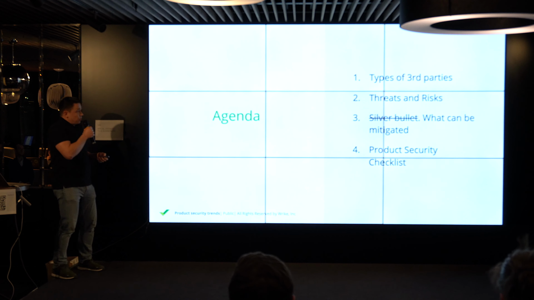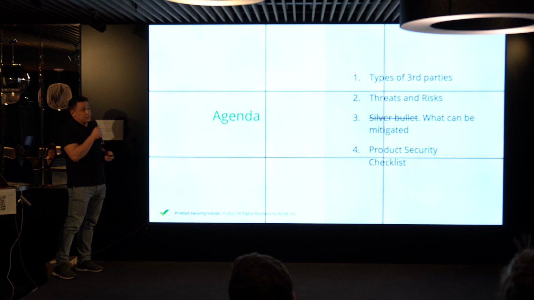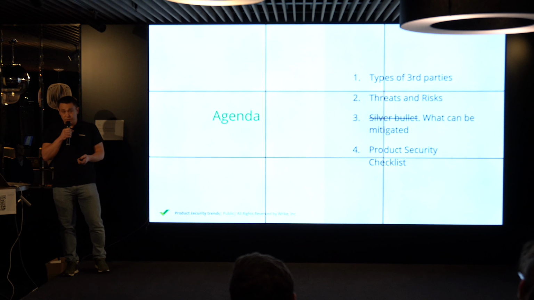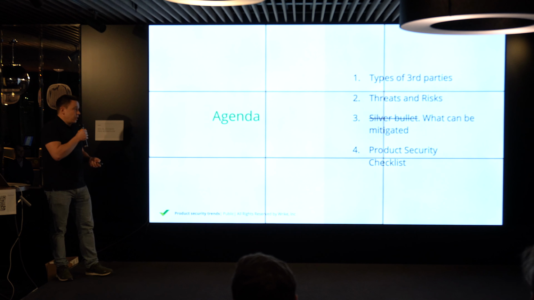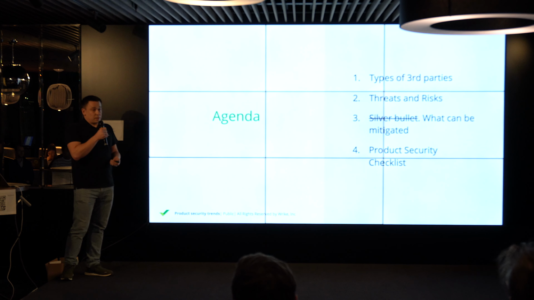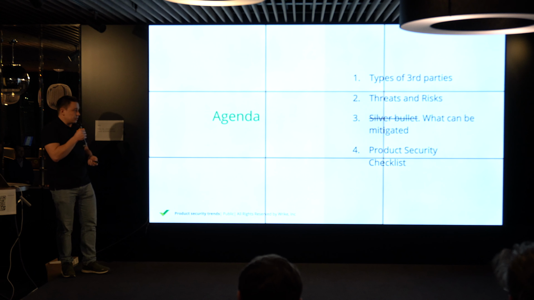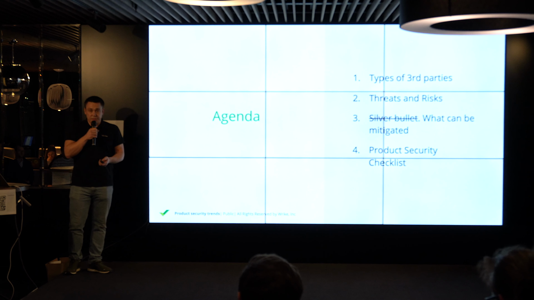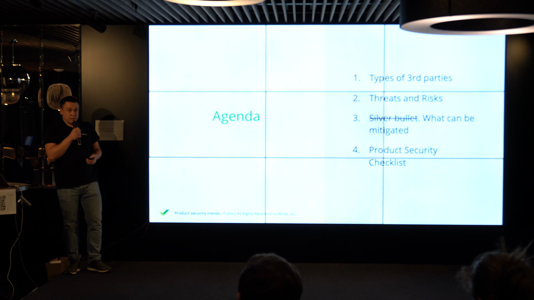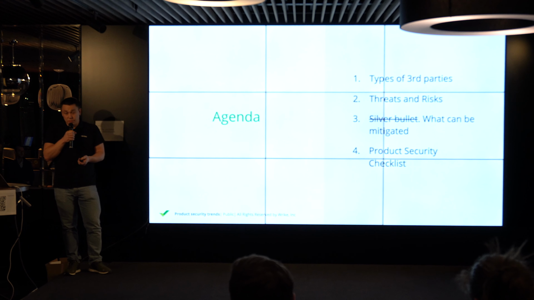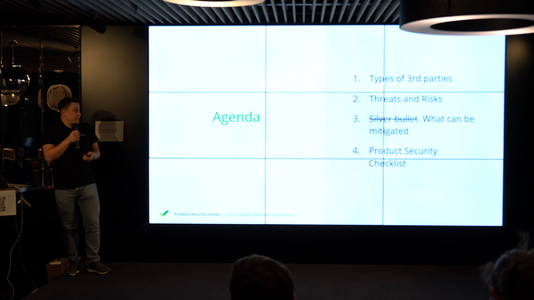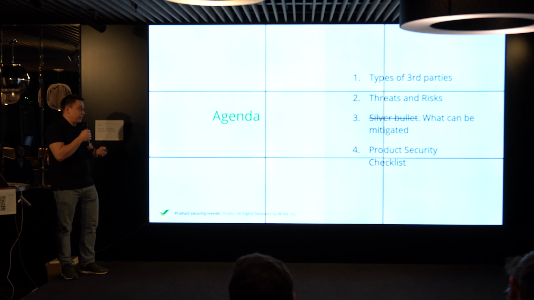So the agenda of our talk is the types of different third parties, security threats and security risks, how all of them could be mitigated, and a short product security checklist that could potentially help you to mitigate risk in your product.